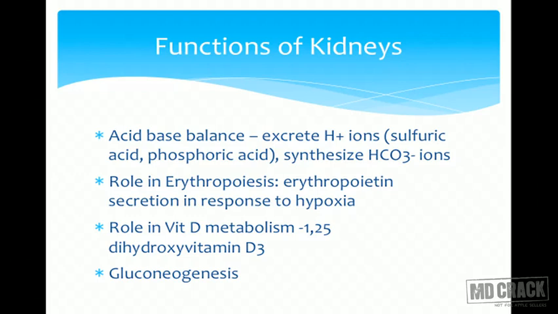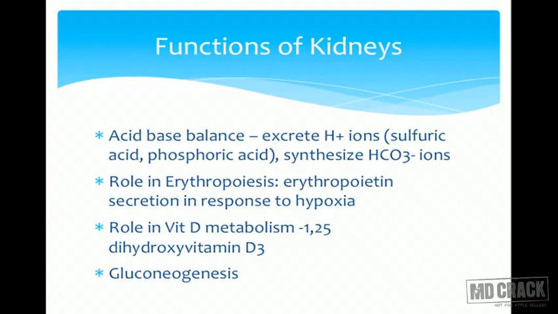How does it maintain this? A number of acids are being produced: sulfuric acid, phosphoric acid. Volatile acids are the ones which can be excreted through the lungs as CO2. But the kidneys will have to take care of the non-volatile acids, which cannot be dealt with by the lungs. So the non-volatile acids such as sulfuric acid and phosphoric acid are being excreted by the kidneys.